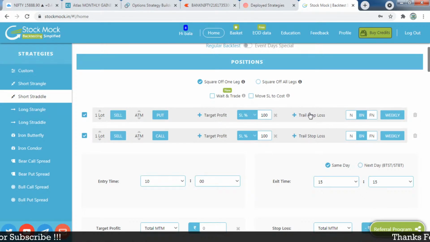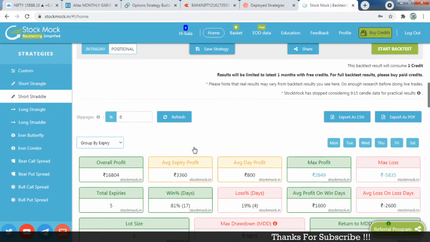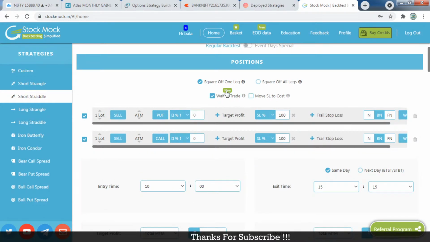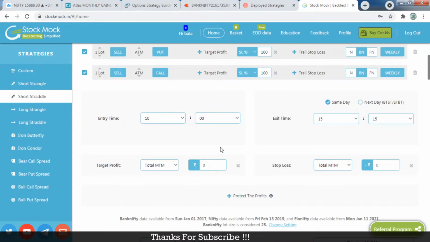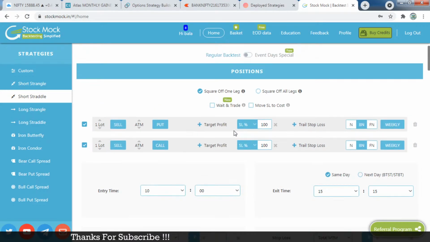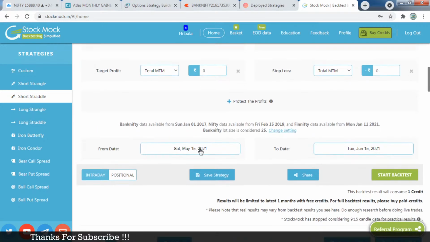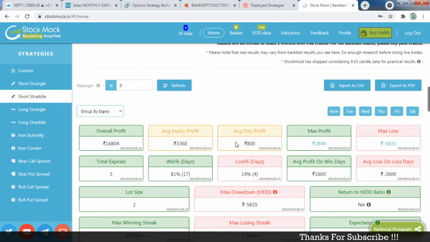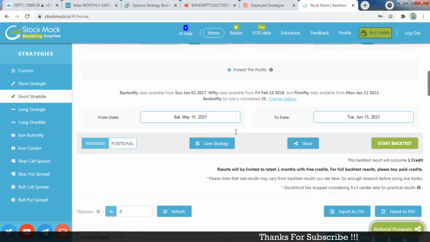You can also put a trailing stop loss, and wait and trade also. You can do a lot of things. Wait and trade is another system, so we need to add another strategy. Then we can use wait and trade mode. This is the default strategy, so we can add some other strategies also, so then the same profit increases. Let's do it. It's around it. So it's another, lower profit.